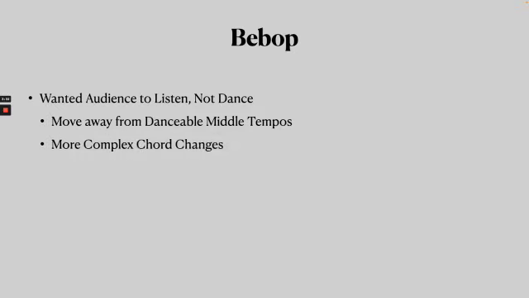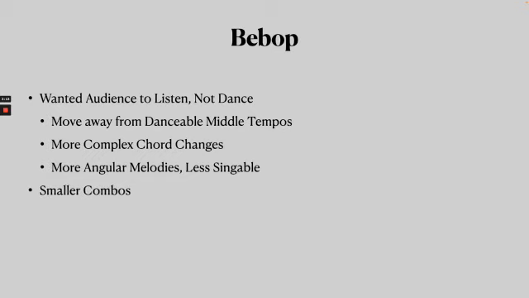Chord changes became more complex. Soloists had to navigate more chords in a shorter amount of time. Chords themselves were frequently more complicated by including upper extensions that were often altered. Melodies became more angular and less singable. Smaller combos of 3 to 6 musicians dominated the bebop era. This gave soloists more space to improvise than in a large big band.